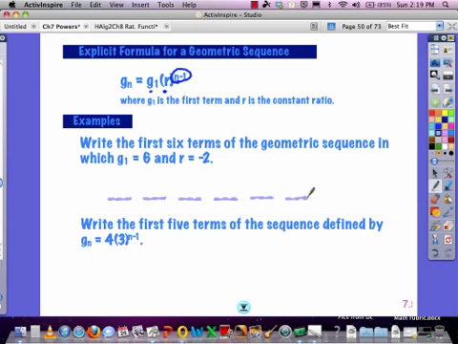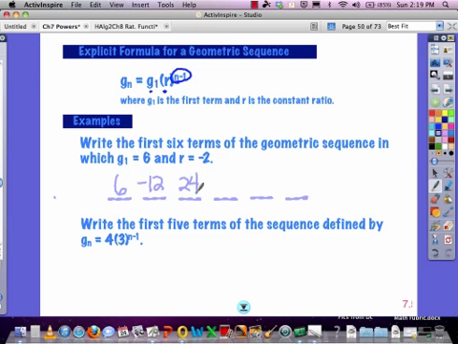Okay, it says, write the first 6 terms. So these would be the blanks for the first 6 terms of the sequence, in which G sub 1 is 6. Okay, we can do that. And our constant rate is -2. You know that rate is your multiplier, so all we have to do is take our first term, 6, times -2, we get -12. Now take -12 times -2, we get positive 24.